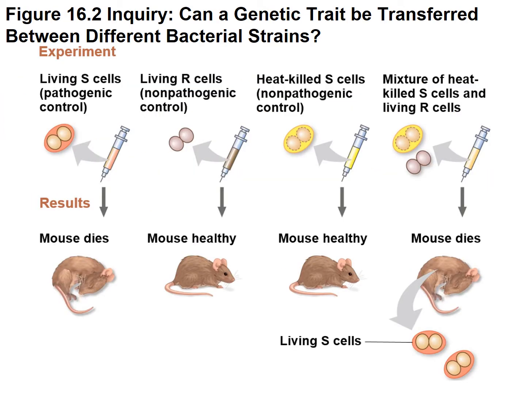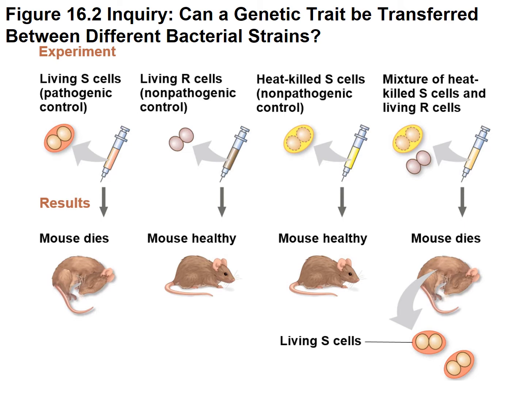Now we're going to look at the different steps of the experiment. In the first group of mice, he injected them with living S cells. These were the pathogenic bacteria. As expected, the mice died. He then injected a group of mice with living R cells, the non-pathogenic bacteria. These mice lived. He then injected a group of mice with heat-killed S cells. Now these were pathogenic bacteria, but because they were heat-killed, they were no longer pathogenic. They were non-pathogenic. These mice lived. All of these results were as expected.